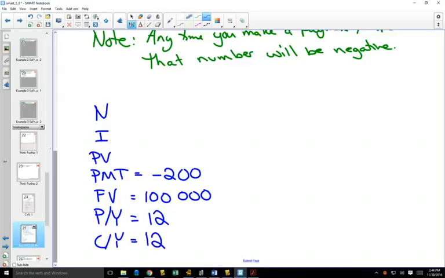Compounded monthly, so that's 12. And the interest rate is 6%. Was there any money in your bank account to begin with? Did they say anything about a certain amount of money to begin with? No. So we put 0 here.